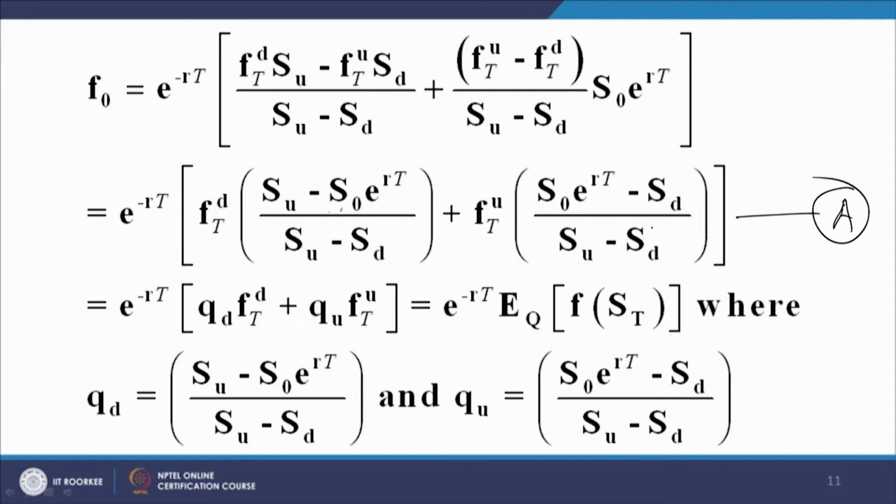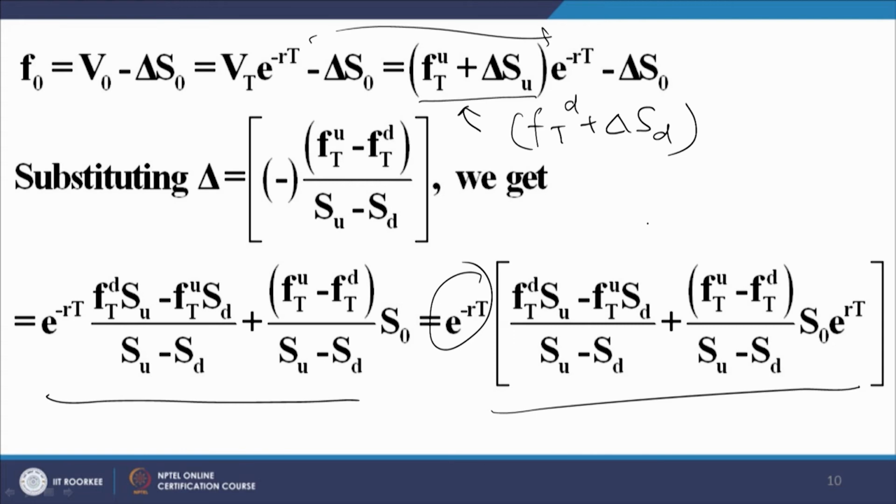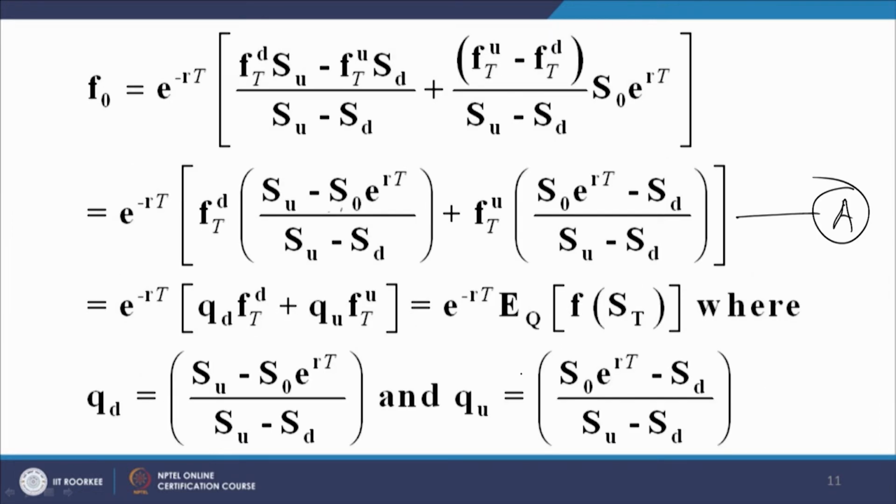This equation number A is nothing but a rearrangement of which equation? The rearrangement of this equation. This has been extended, we have substituted the value of delta here. After substituting the value of delta here, we have taken e to the power minus r t common, and then we have rearranged the terms within the square brackets, and we get this equation number A.